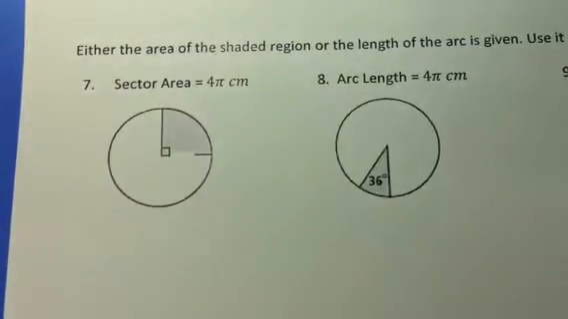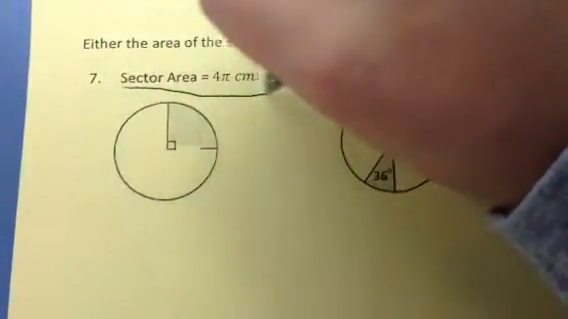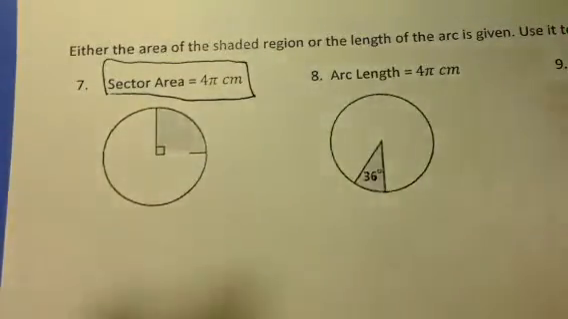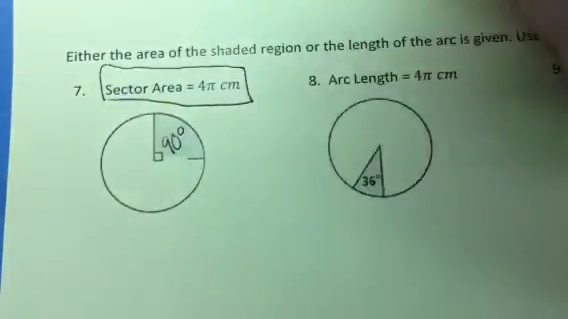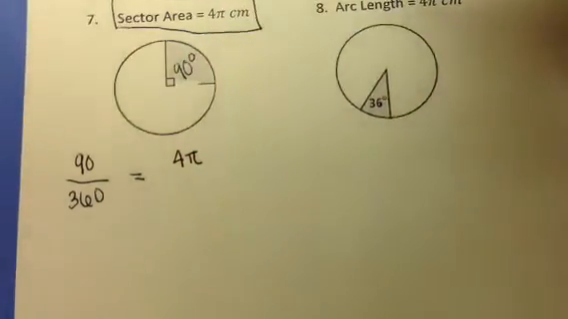So if we look at problem 7, I'm given the sector area, so I'm going to need to find the area of the entire circle. I know that my central angle of this sector is 90 degrees because of our right angle box. So I'll set up my proportion 90 over 360, and that's going to be equal to the sector area, 4 pi, over the circle area.